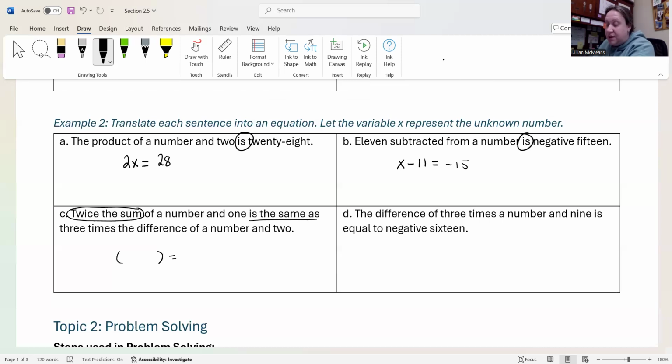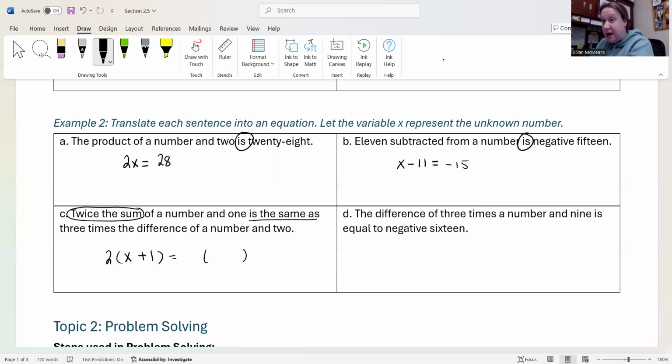So again, we've got 3 times the difference. So there's going to be some kind of a difference. So we've got a sum and we've got a difference. Those both need to be in parentheses. Okay? So twice the sum is going to be 2 times whatever the sum is. And we want the sum of a number and 1. We don't know what the number is. We're going to call it x. And sum means add. So x plus 1.